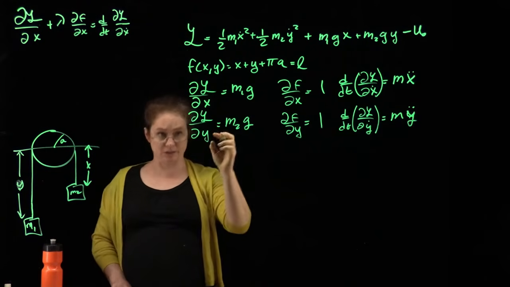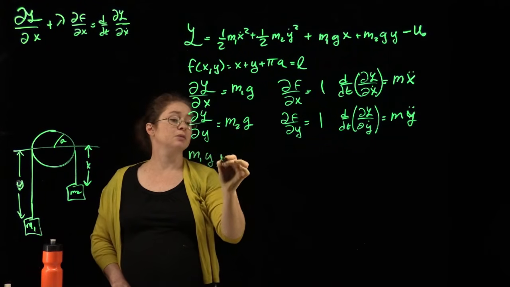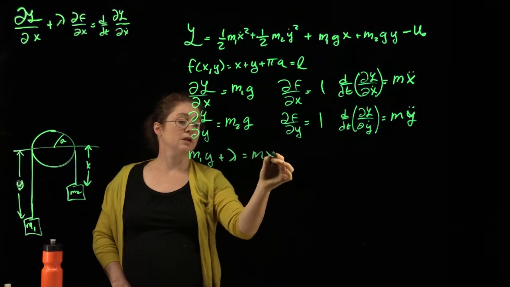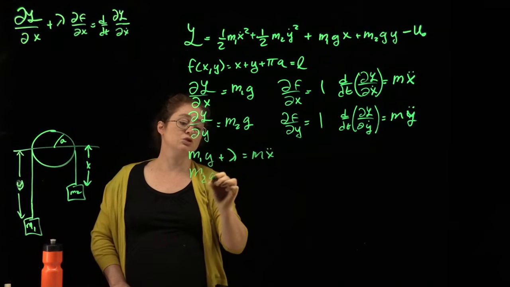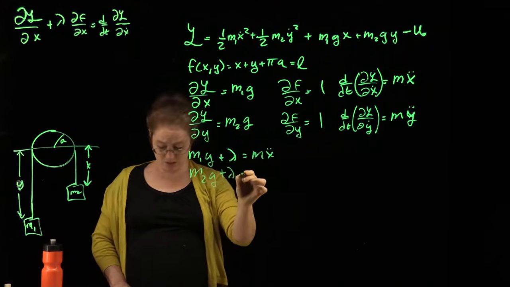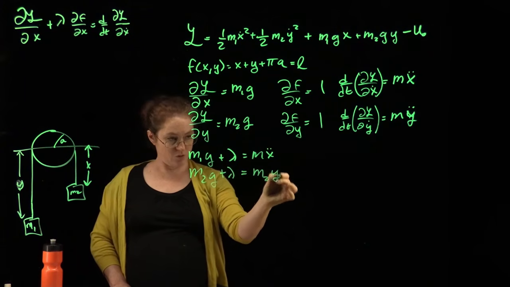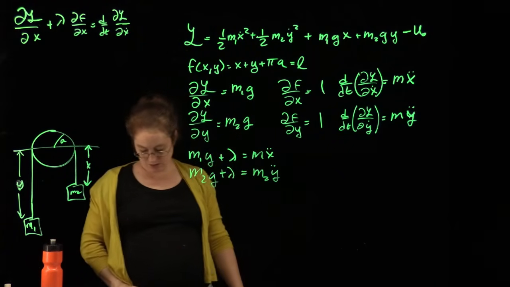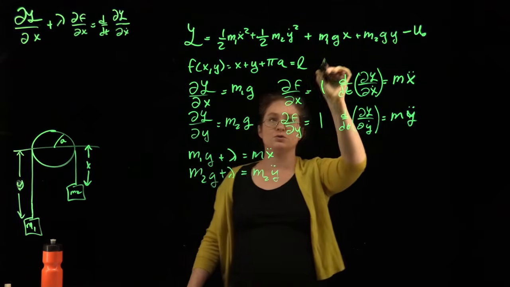So we plug this in. We get m1 g plus lambda equals m1 x double dot, and m2 g plus lambda equals m2 y double dot. And then we're also going to need our equation of constraint, as follows.